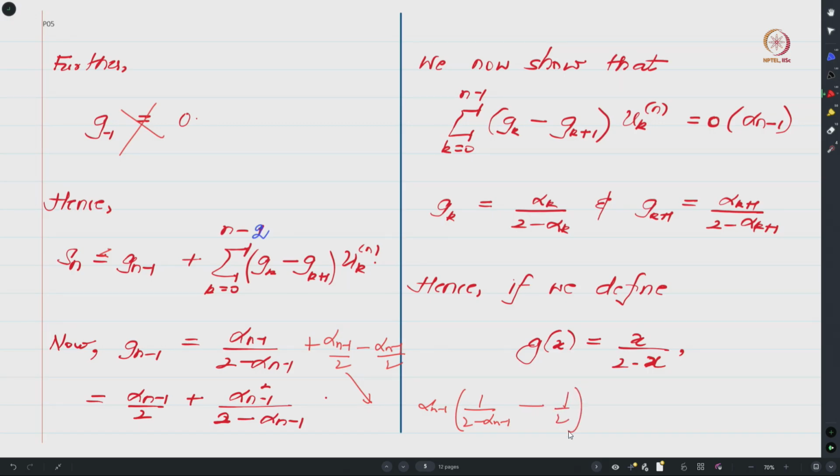If I multiply the denominators, taking 2 over here and 2 minus alpha n minus 1 over here, and take their subtraction, I would end up with alpha n minus 1 in the numerator as well.